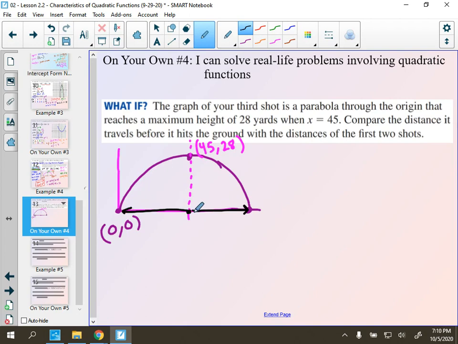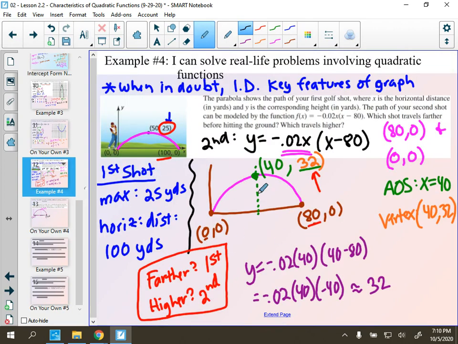Okay, then that means that if I went 45 right, I got to go another 45 right to get to here. So this is the point 90, 0. So I think it's in between, actually, right? Our third shot, it says compare the distance it travels before it hits the ground with the distance of the first two. What was it? It was 80 and 100, right? So our first shot traveled the farthest. Our third shot traveled 90 yards. And our second shot ended up traveling the shortest, 80 yards.